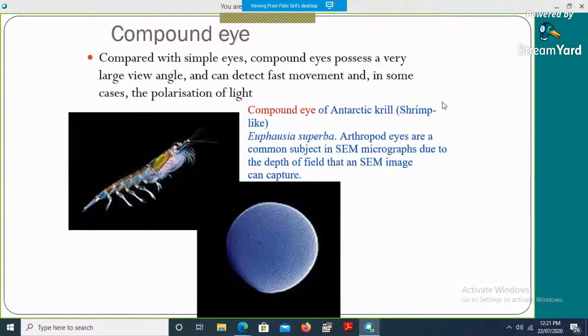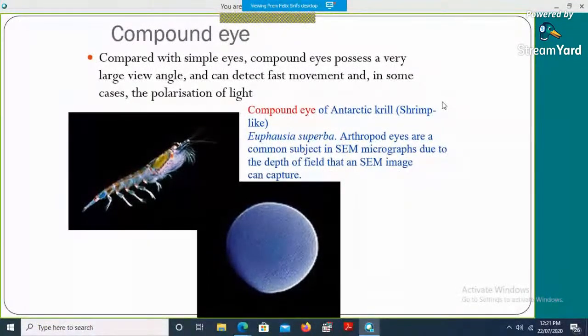It is also used for a lot of biological applications related to material science. Say, for example, there are a lot of materials and nanotechnology that exist in nature. By mimicking them, we can create very interesting applications. One example is this shrimp, a marine creature. It has a compound eye, and the compound eye feature is captured by using scanning electron microscopy.